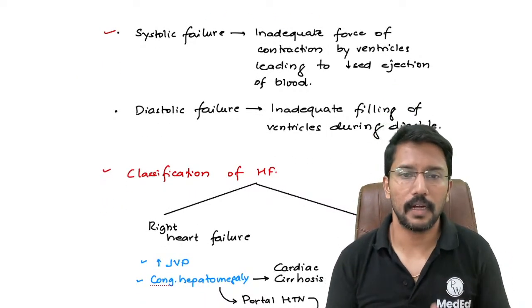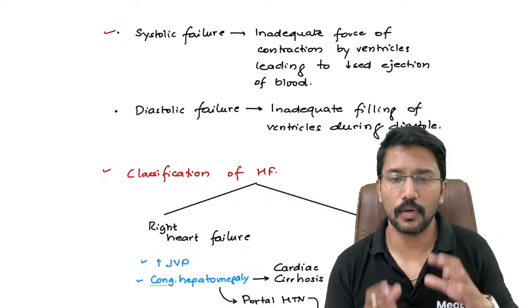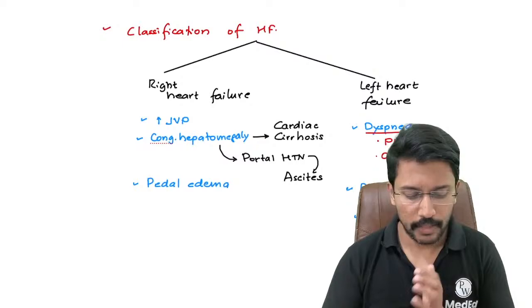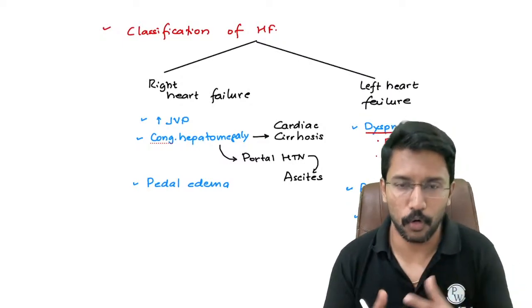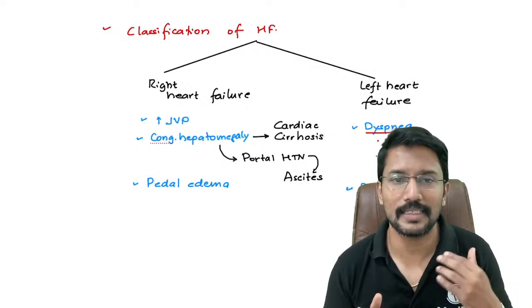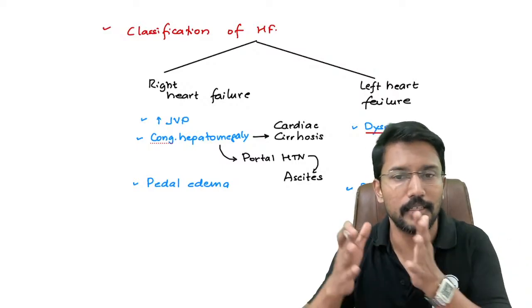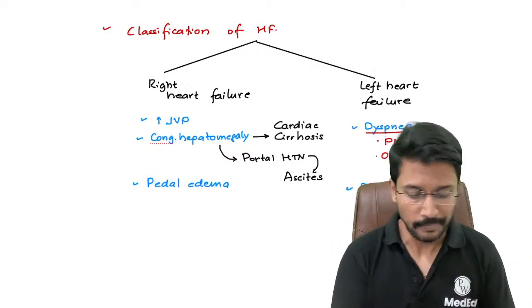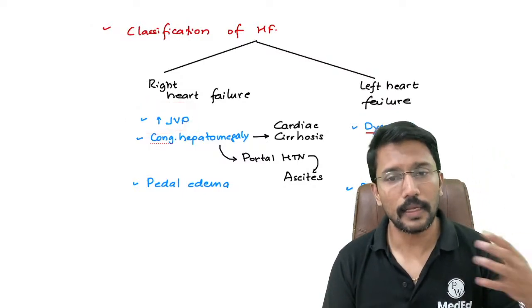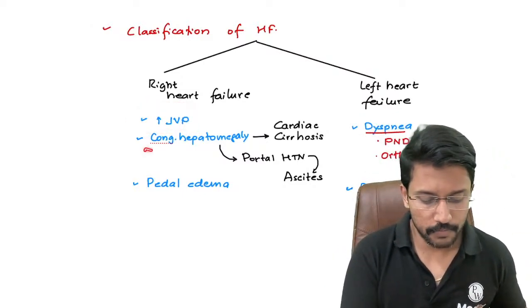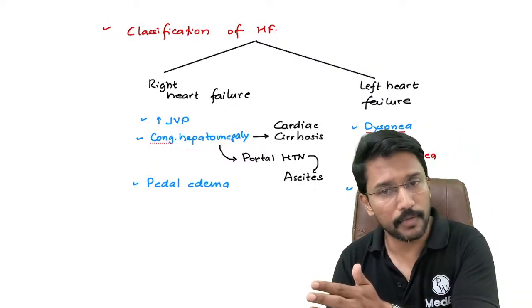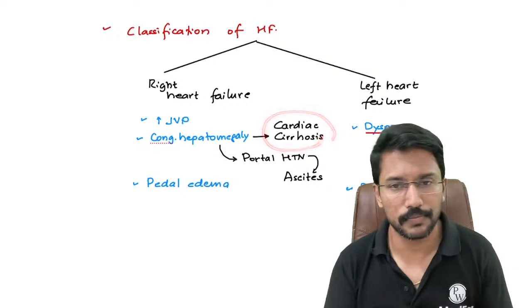Now how do we classify heart failure? The traditional method is to classify it as right heart failure and left heart failure. Whenever the right heart fails to work properly, whether it is systolic or diastolic, the final outcome is that the pressure inside the right atrium increases and it leads to certain consequences. What are those? Increase in the right atrial pressure leads to a rise in the JVP. Then congestion of the liver. Congestion of the liver leads to hepatomegaly. Hepatomegaly running for several years can also lead to cardiac cirrhosis.